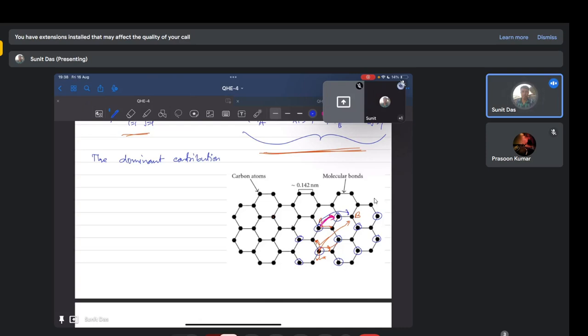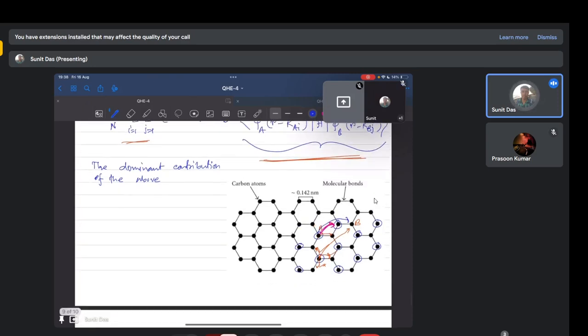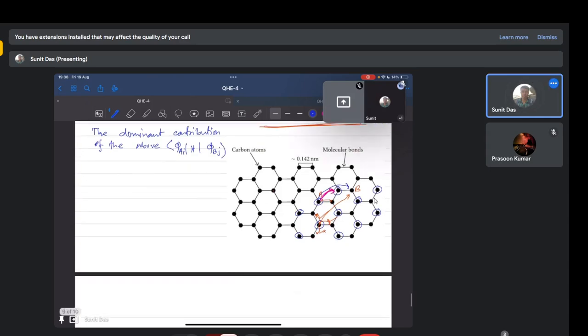Dominant contribution of the above overlap, it is not actually an overlap integral, but rather, since a Hamiltonian is in between, I'll simply write phi a, H, phi b, with indices i and j, where i and j represent the position of the atoms.